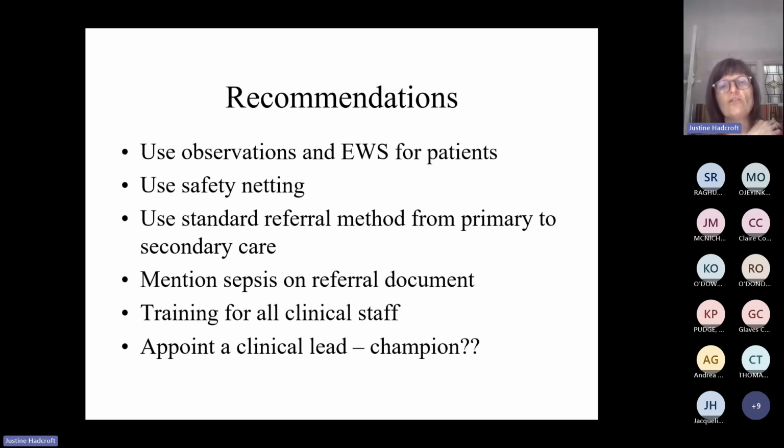So use observations and early warning scores, which I think we all do. Use safety netting, so tell the patients if they feel worse, if anything changes, call an ambulance, don't delay. Use a standard referral method from primary to secondary care. If anybody presses the sepsis button, NWAS will act very, very quickly, and the ED will be on standby to receive anybody with potential sepsis because they need to investigate and treat them very, very quickly.